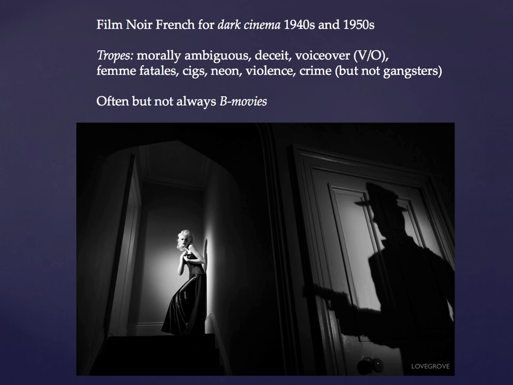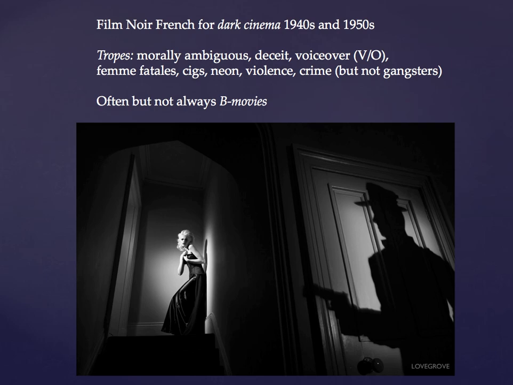And they are often, but not always, B movies, meaning that they don't always have the biggest stars, and they don't always have the biggest budgets. And matter of fact, all of this dark lighting is actually helpful on a low budget movie. You don't have to make as many sets and things like that. It actually kind of helps out with low budget type movies.